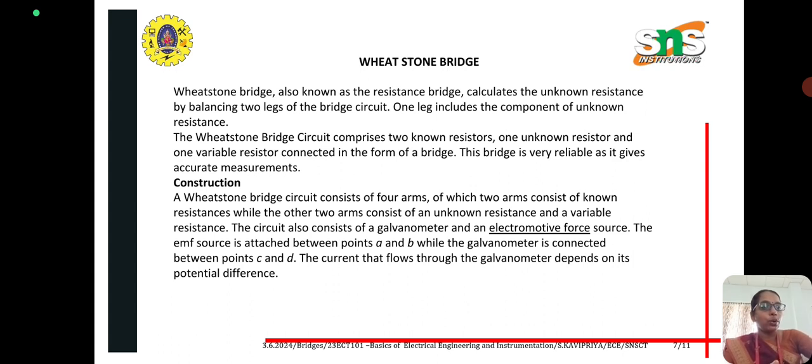So it consists of two known resistors, one unknown resistor and one variable resistor. All the components will be connected in the form of a bridge. This bridge is very reliable and it gives accurate measurements.